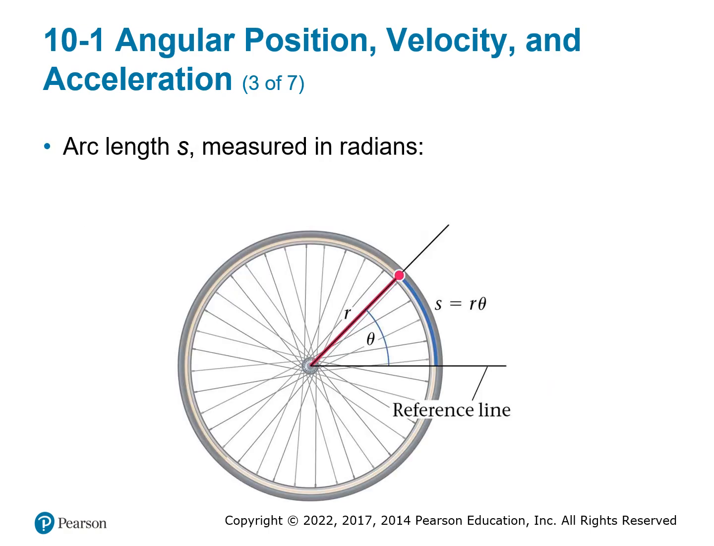We also talk about arc length. So this is measured in radians. So this length, right, however far it rotates, we can say that it's the radius times theta.